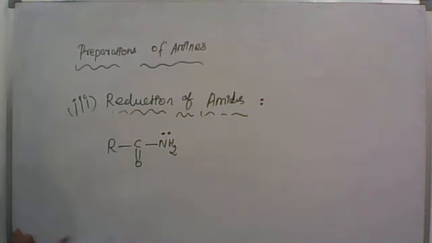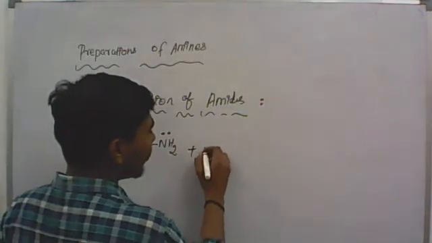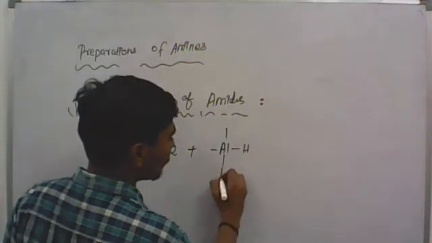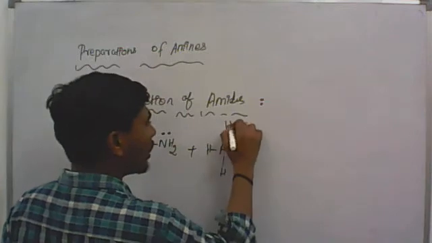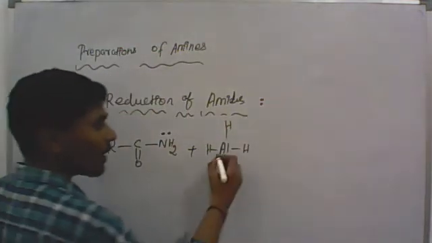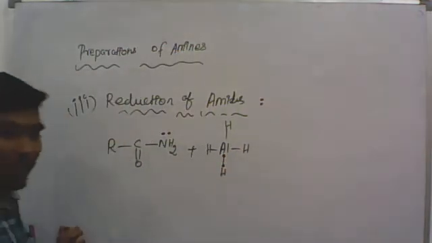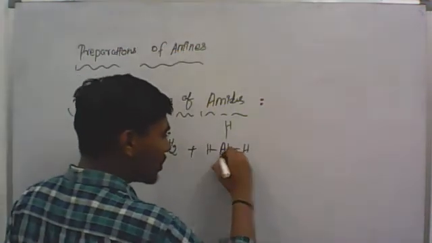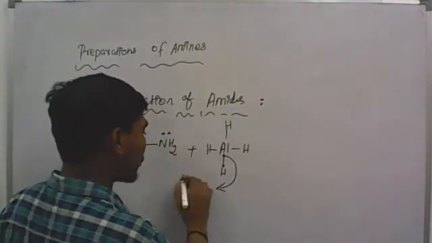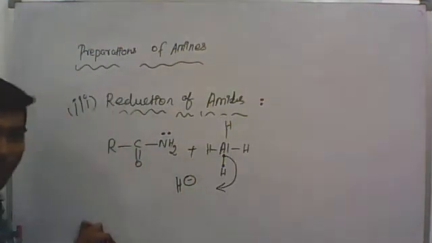Now it is going to react with lithium aluminum hydride. In lithium aluminum hydride we have AlH4, and it is going to provide an H minus ion. H minus ion means this bond is made up of two electrons. When hydrogen leaves, it takes the two electrons with it, producing an H minus ion. It is called a hydride ion.